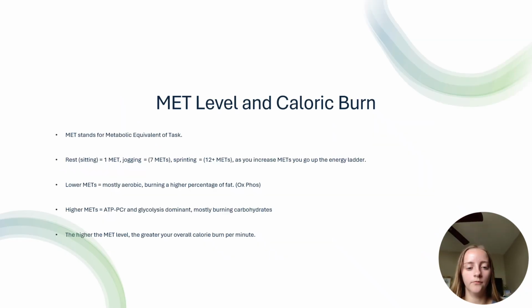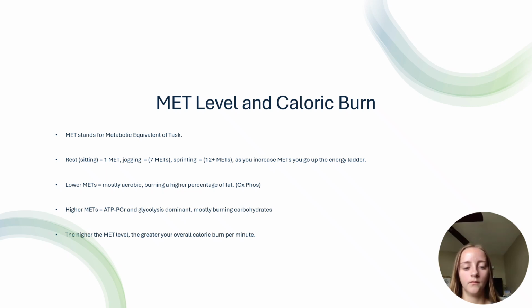So then your MET level stands for metabolic equivalent of task, and so just sitting here resting would be about 1 MET, jogging is about 7 METs, and then sprinting is 12 plus METs. So as you increase your METs, you go up the energy ladder, so as the intensity increases, you would go up again. So that sprinting would then again go towards the ATP-PC energy pathway.